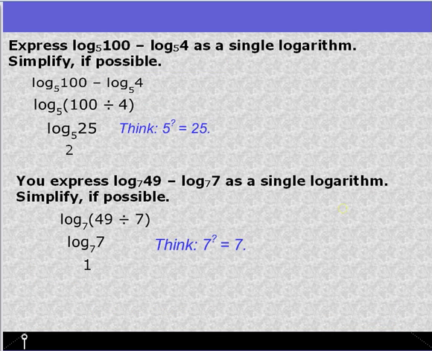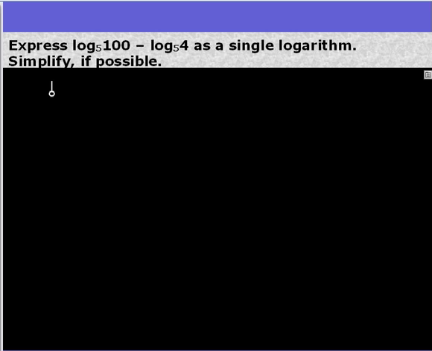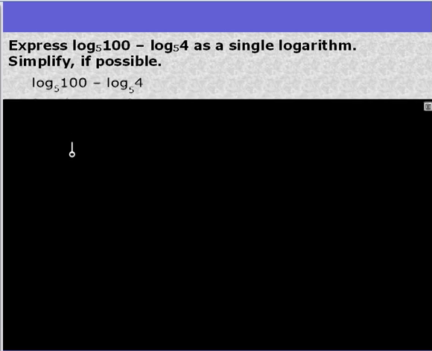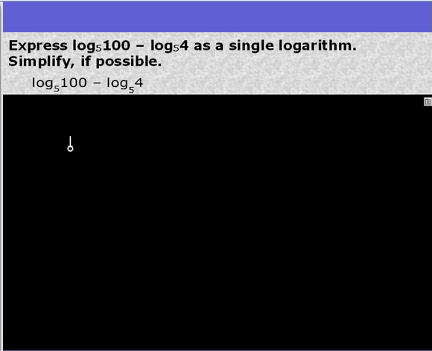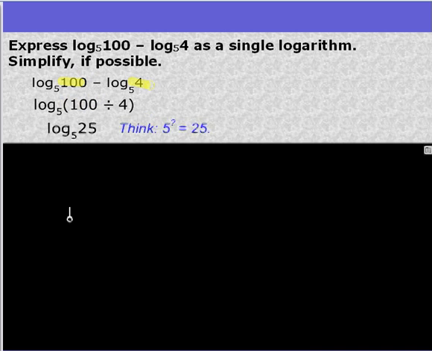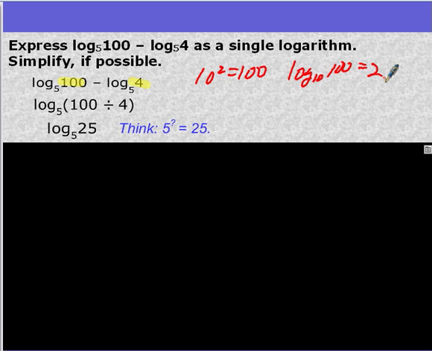All right, first problem: express log to the base 5 of 100 minus log to the base 5 of 4 as a single logarithm. Simplify if possible. We're going to rewrite this as 100 divided by 4. And again, 10 squared equals 100 means log to the base 10 of 100 equals 2. So 5 to what power is 25? Hopefully you know the answer is 2.